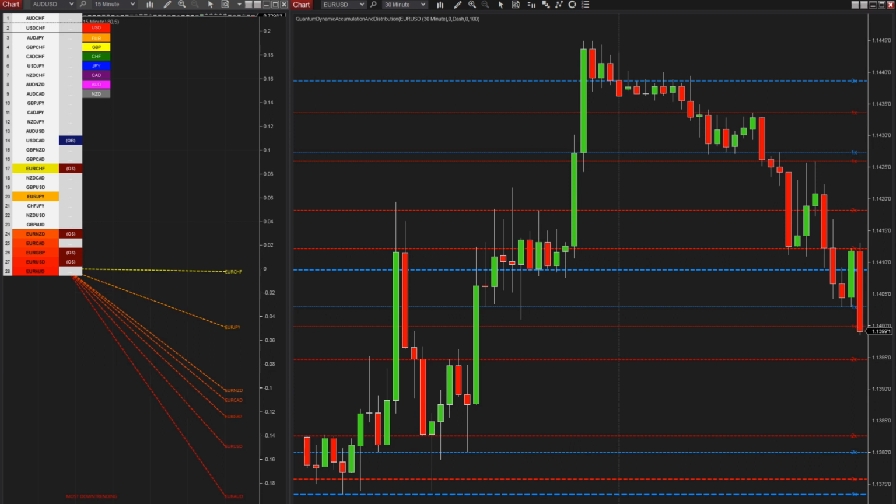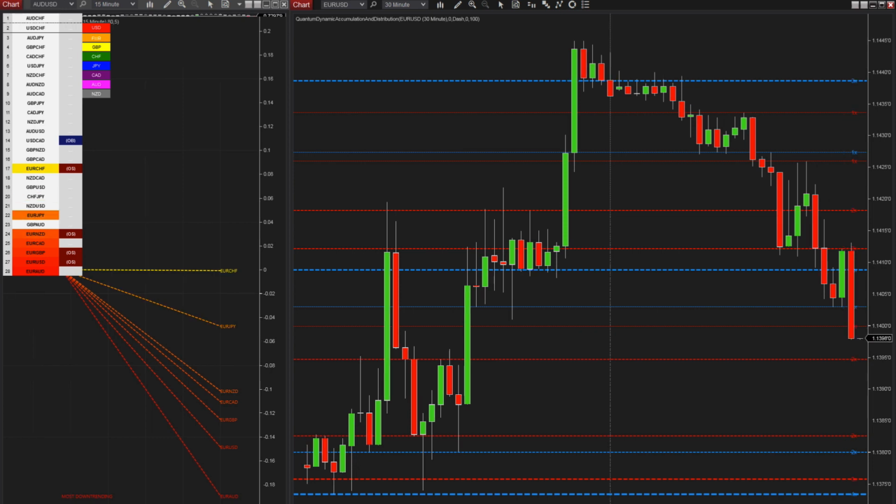I've got two of the quantum indicators. On the left, we've got the currency array, and that's on a 15-minute time horizon. On the right-hand side of the chart, we've got the euro dollar, which is on a 30-minute time frame.